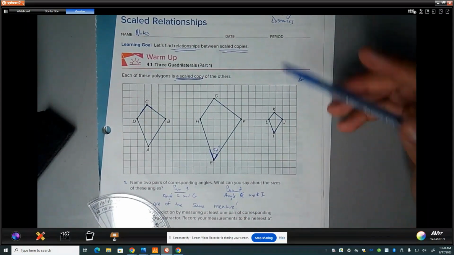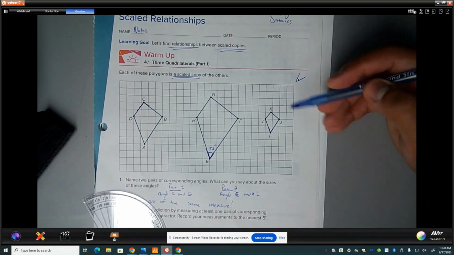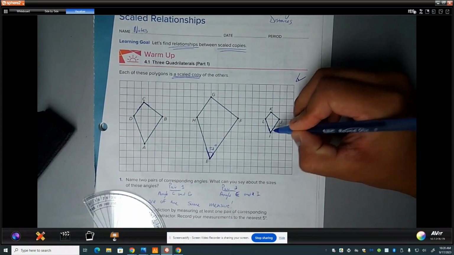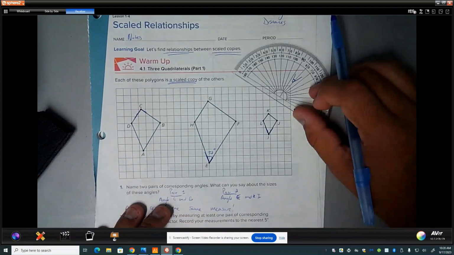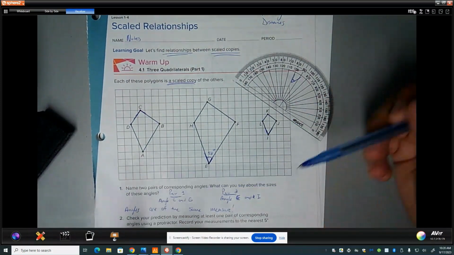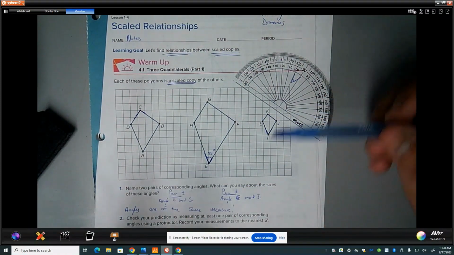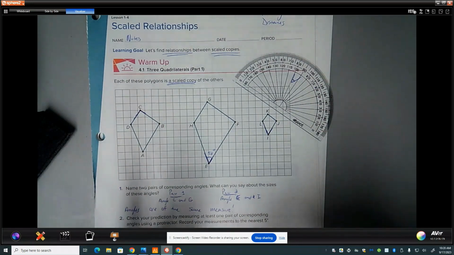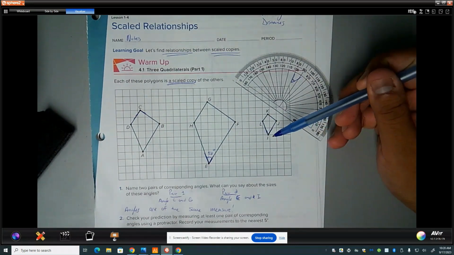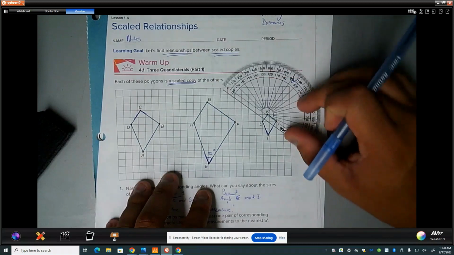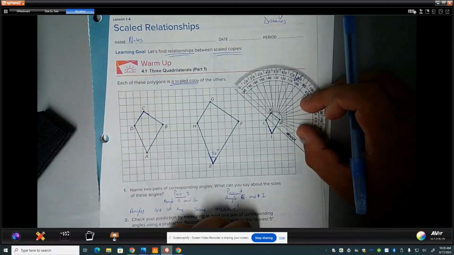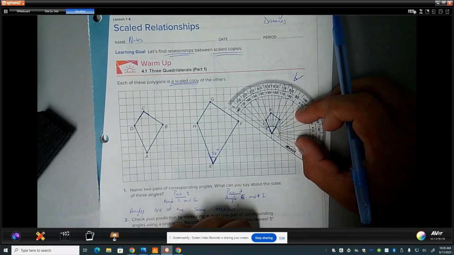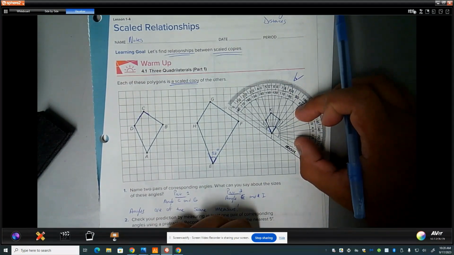Now let's go ahead and measure its corresponding side of my third figure. The corresponding here would be I. Before I actually measure, I know that these are scaled copies, and I know that angles within scaled copies are identical in size. So I expect it to be 52 degrees. Now let's double check using our protractor. Using the same method, here's the center of our protractor. I'm going to line it up with the vertex of the angle I'm trying to measure.